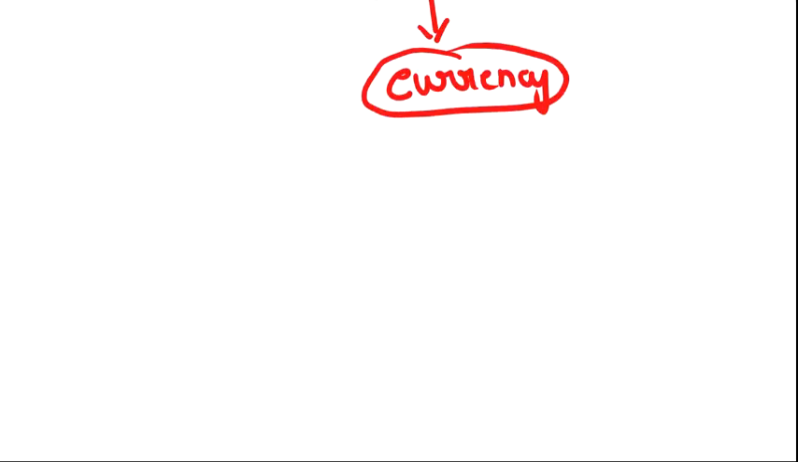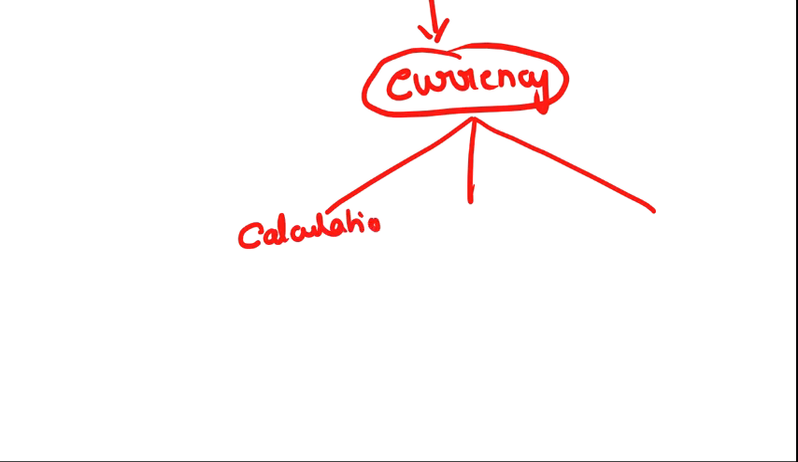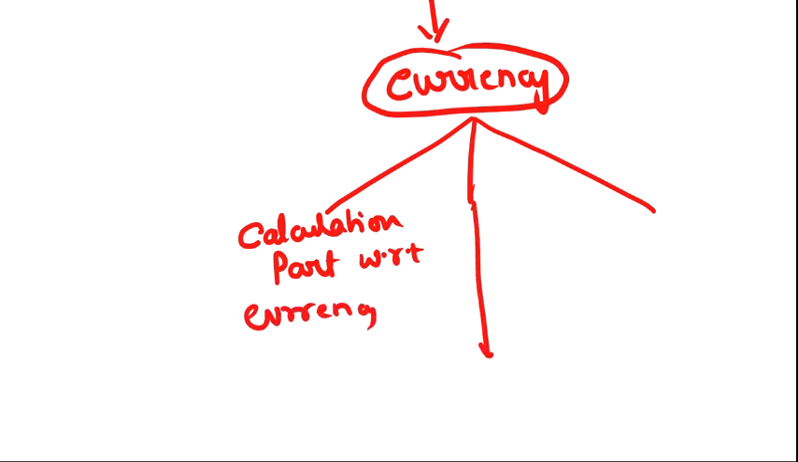Now the whole chapter is divided into three parts. Part 1 is about the quotes, okay, that is how the currency exchange rates are written, their spread, arbitrages. So it's purely a calculation part with respect to currency. Second part is about different theories of currencies.